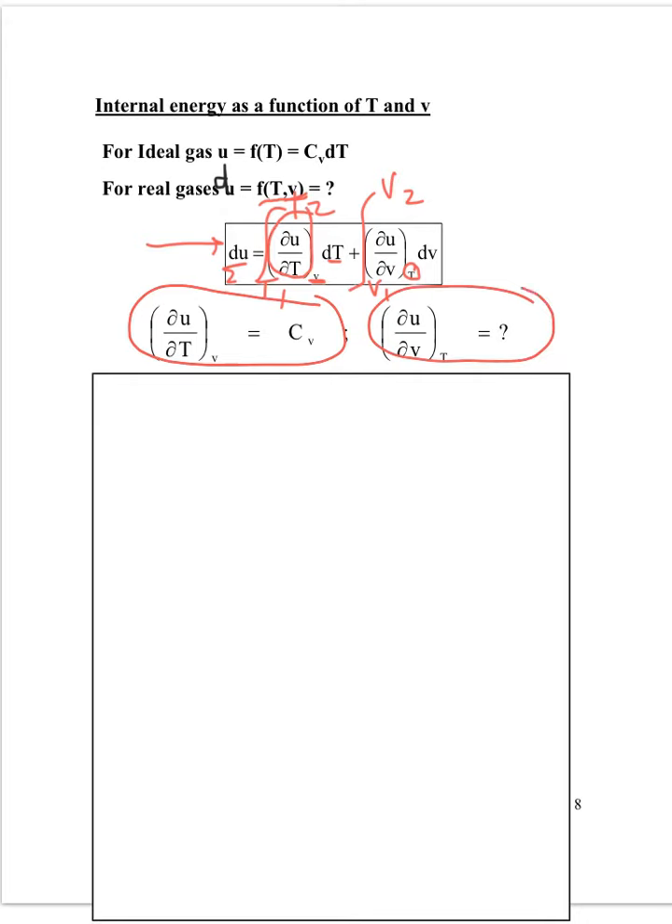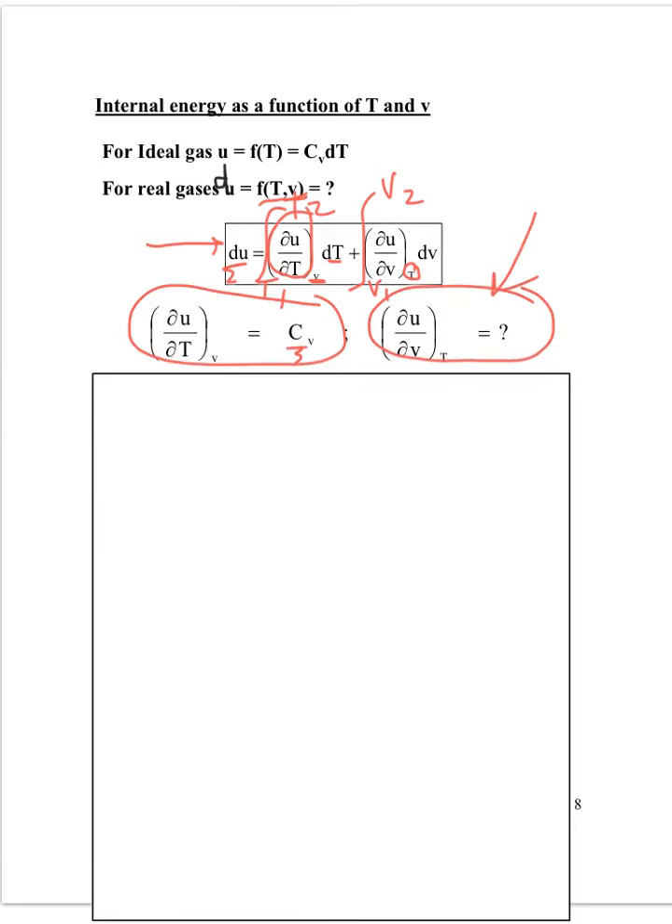So we already know from the definition of constant volume heat capacity that that first slope is taken care of. That is the definition of constant volume heat capacity. So the slope that we are going to pay attention to is this: how does the internal energy change with volume if the temperature remains constant?